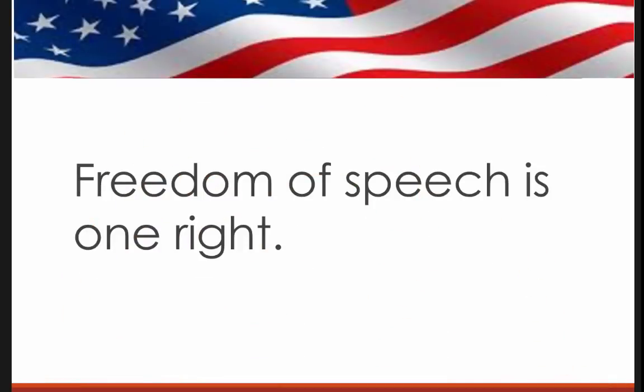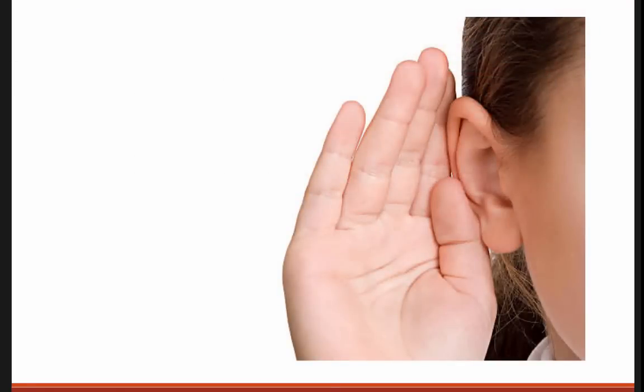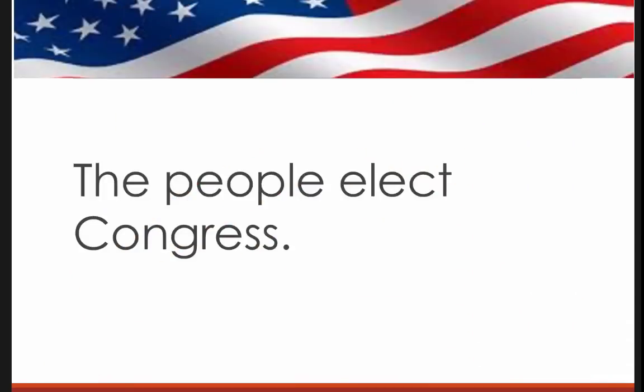And listen. Freedom of speech is one right. Check here. Freedom of speech is one right. Please listen. The people elect Congress. Check here. The people elect Congress.